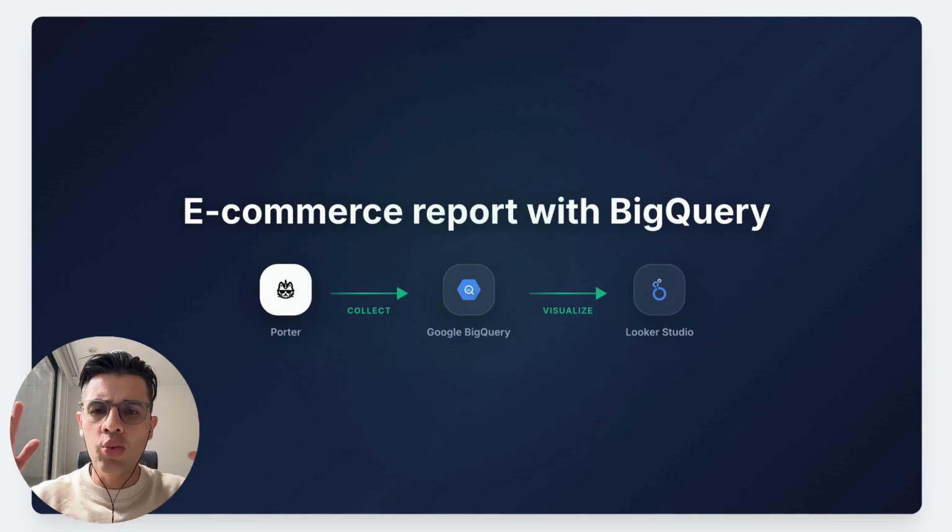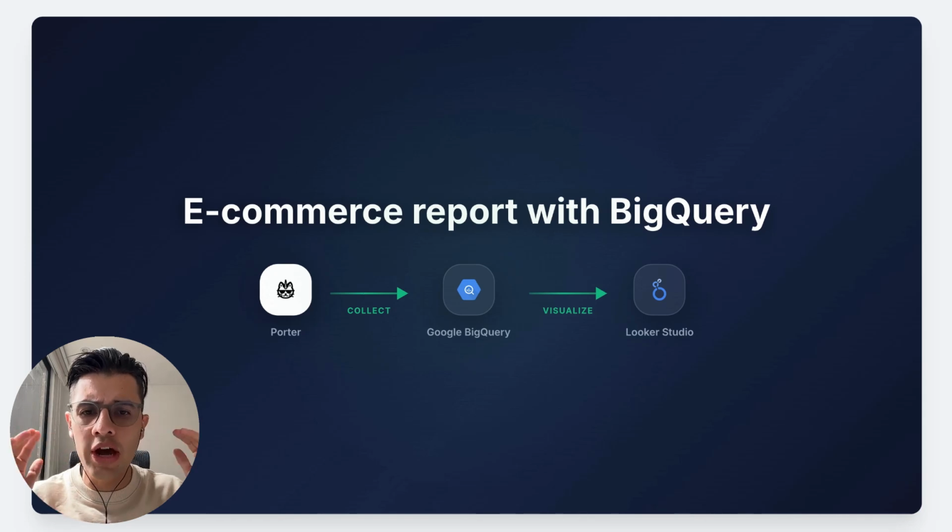In this video, we're going to learn how we can create an e-commerce report using BigQuery. We're going to use Porter Metrics to send all the information from our marketing data platforms to Google BigQuery. Then we're going to connect our Google BigQuery tables to Looker Studio so that way we can create our dashboard. So let's go into Porter Metrics and start with the process.